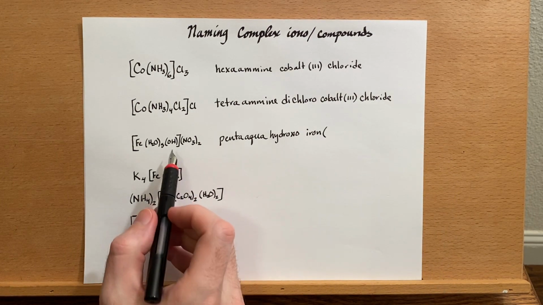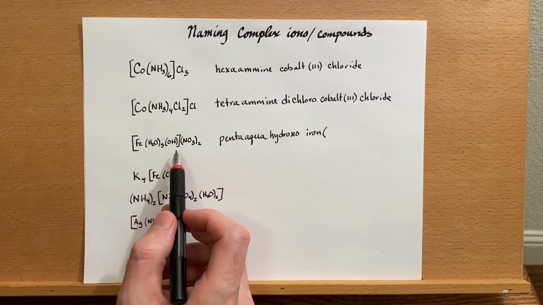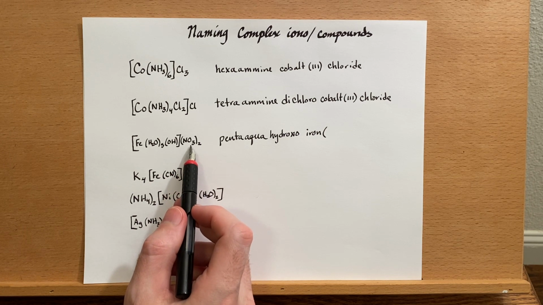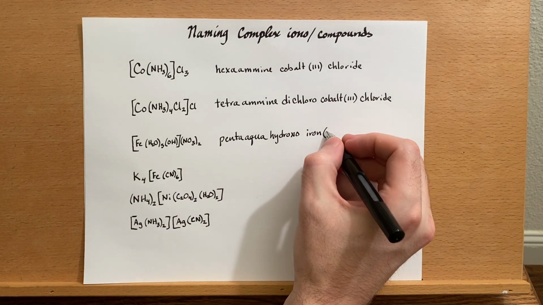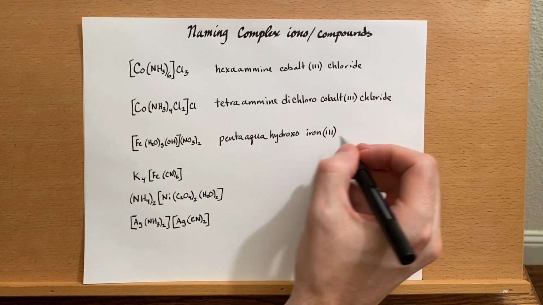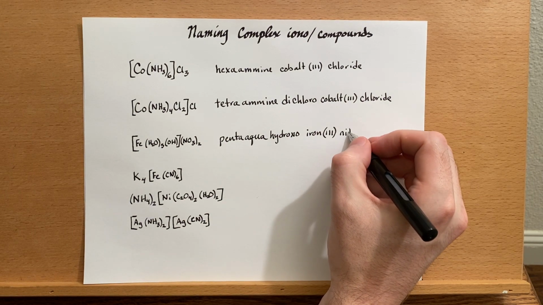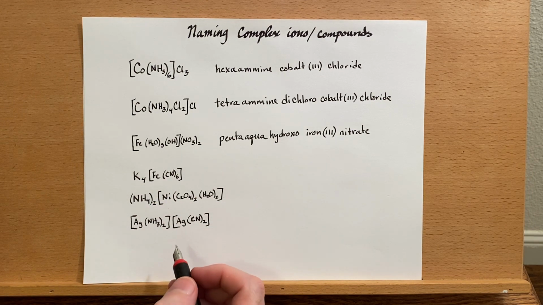Now, what's the charge on the iron? I have a negative charge ligand here. Hydroxide has 1 negative charge. And I have 2 negative charged counter ions. So that's a +3 charge on the iron to balance out. So iron 3. And then nitrate, because that's the name of the counter ion.